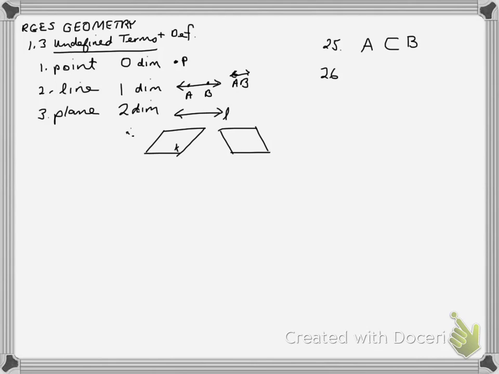26 says A is the set of elements X such that X is a prime number greater than 2. Well, what's a prime number greater than 2? Well, 3, not 4, that's not prime. 5, 6 is not prime. 7 is prime. 8 is not prime. 9 is not prime. 10 is not prime. 11 is prime. 13 is prime. We can go on and on.